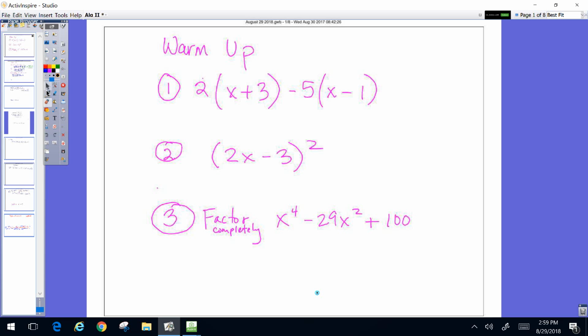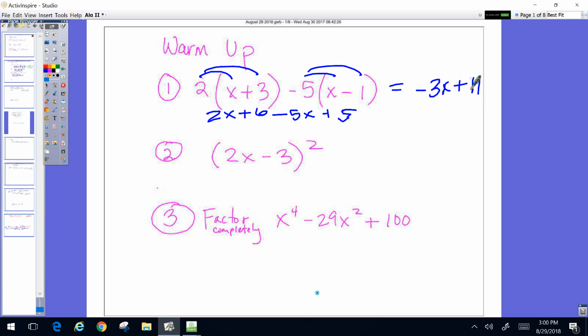So if we look at number 1, let's put it on that color. We would distribute the 2, and we would get 2x plus 6. We distribute the negative 5, and we get negative 5x plus 5. And then when we add like terms, we get negative 3x plus 11. Or you could write 11 minus 3x. Any questions about number 1?